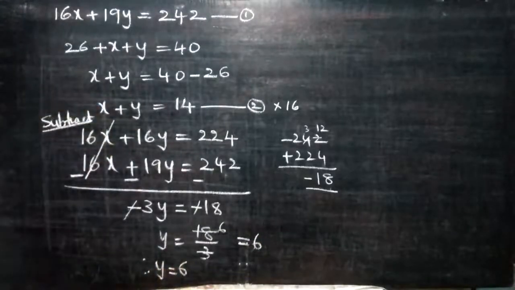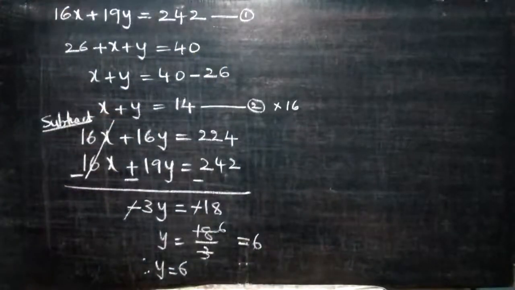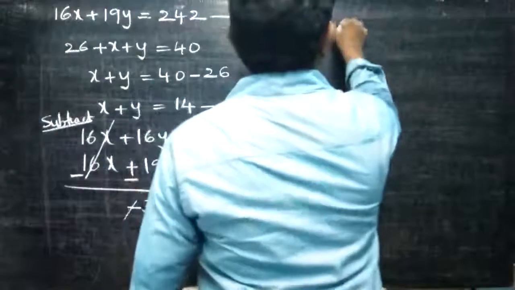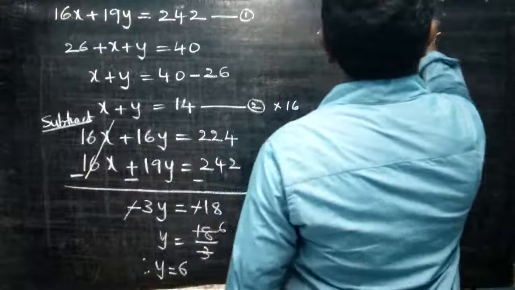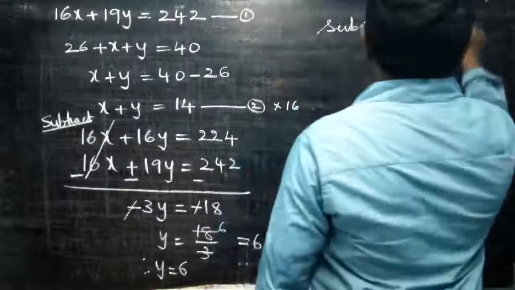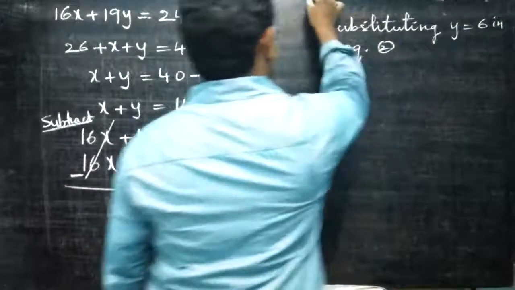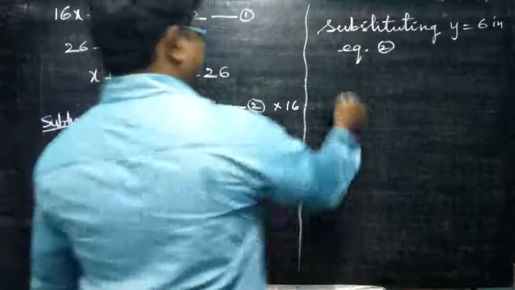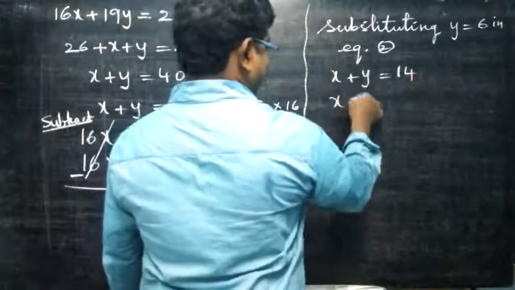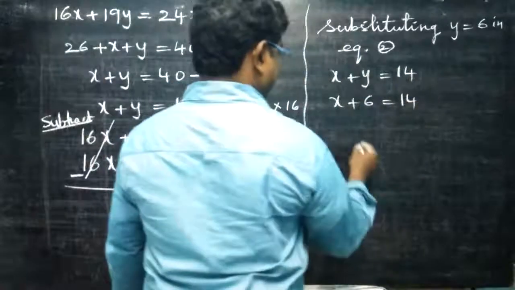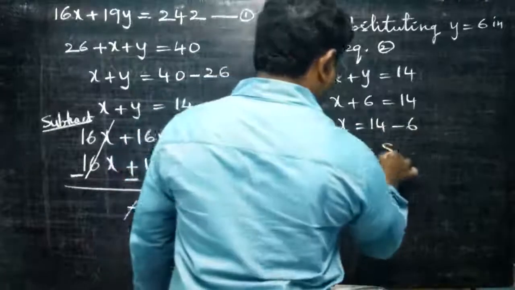Now substituting in equation 2, because it is easy. Substituting y is equal to 6 in equation 2. In equation 2, substitute x plus y is equal to 14. x plus 6 is equal to 14. x is equal to 14 minus 6. x is equal to 8.